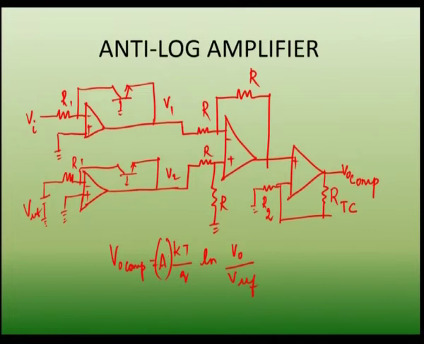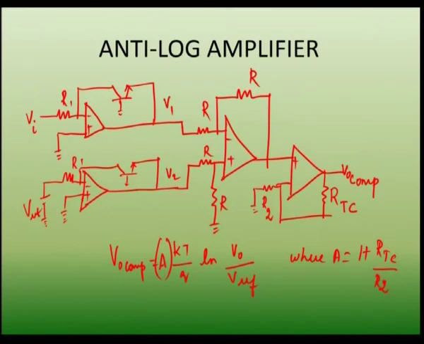So, what is the gain of the non-inverting amplifier? It is 1 plus RTC by R2, since RTC is the feedback resistance here and R2 is the input resistance here. So, when you recall, the gain of the non-inverting amplifier is 1 plus RF by RI, where RF is the feedback resistance and RI is the input resistance. So, instead of the feedback resistance, we are giving here RTC. So, this is a temperature compensated resistor here.